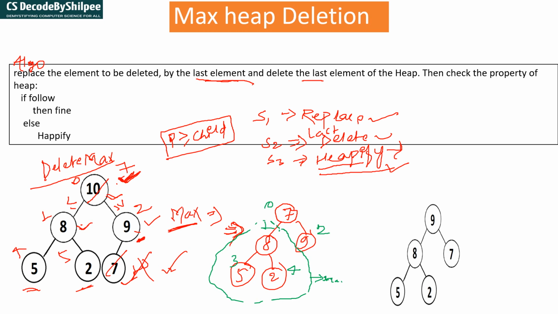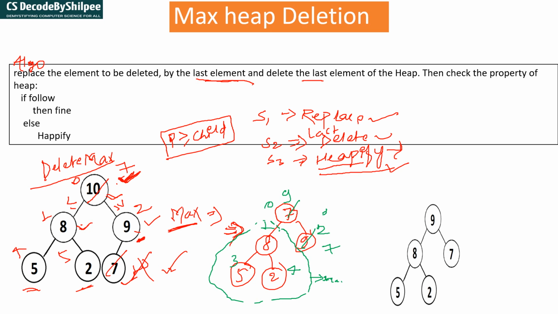You have to check whether 7 is greater than 8 and 9. So no, this is not following. Then what will you do here? You have to take the maximum of 8 and 9. If you take the maximum of 8 and 9, you will get 9. So this is going to swap with 9, and this 7 will come here. Right, 7 will come here.